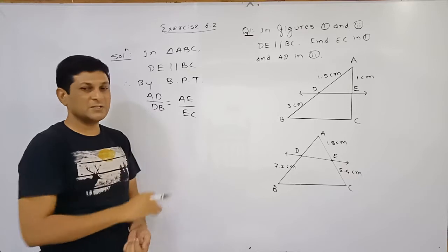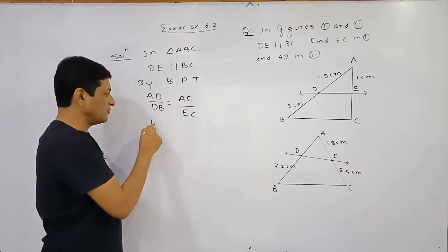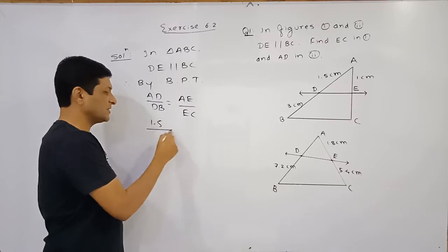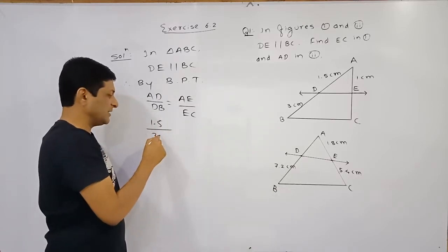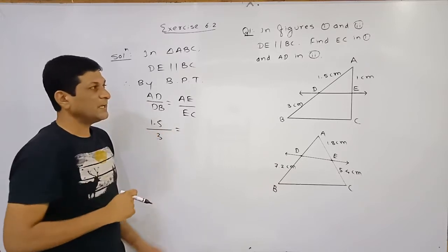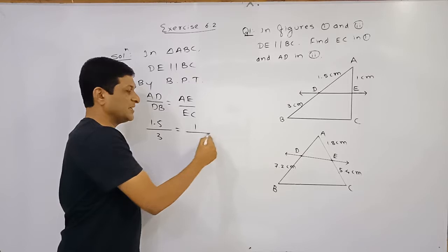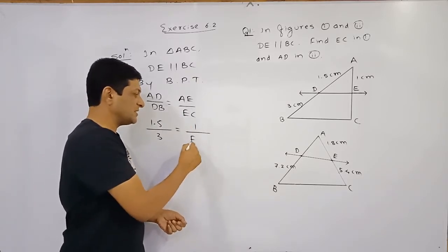Now remaining part is just to substitute the values. Now replace AD by the value 1.5. Its value is given to us 1.5 centimeter. Then DB is equals to 3 centimeter. Replace it by 3 centimeter. DB is equal to 3. AE is equals to 1 centimeter, so replace it by 1, and EC we have to find out here.